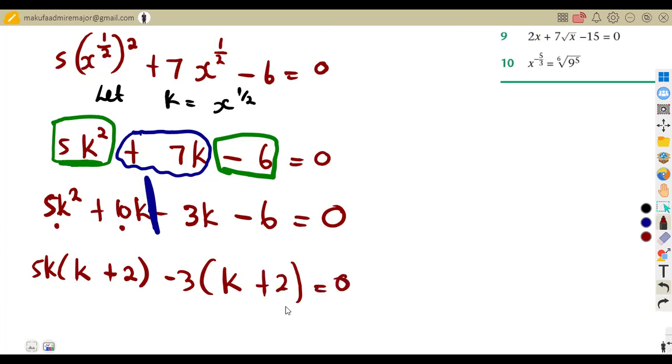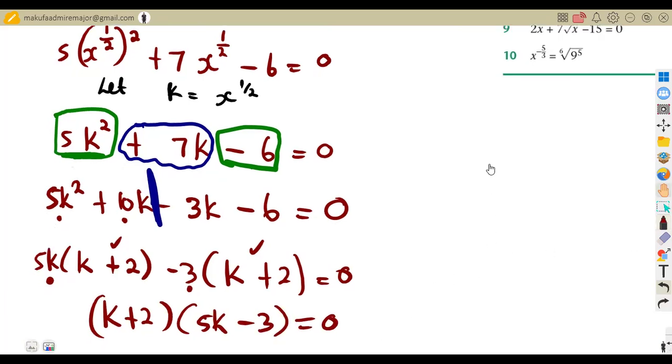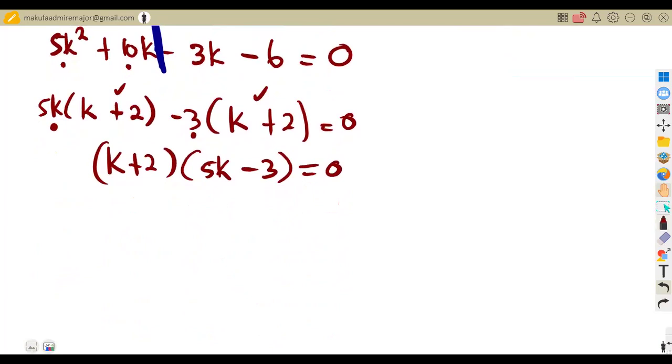So remember the concept of your factorization. These two brackets are the same. So you're going to factor out the bracket of k plus 2. Then you remain here with 5k, and here you remain with -3. That will be another bracket there. So one of these brackets, remember, must be equal to 0. So we have to solve there. K plus 2 must be equal to 0, or 5k minus 3 must be equal to 0.